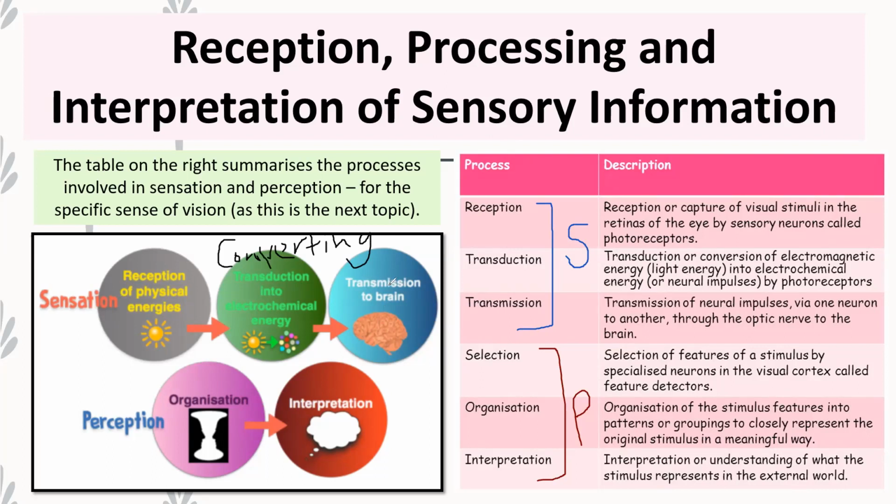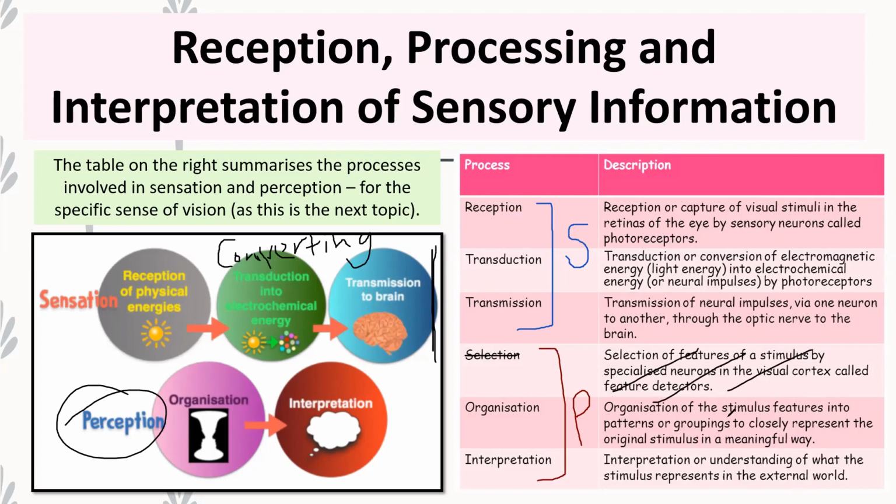Transmission is when that electrochemical energy, those neural impulses relating to what you saw, heard, or tasted, eventually reach the brain. At this point, sensation stops. When it's in the brain, perception begins. Perception is made up of two main processes. In your table, you've got three, but you don't really need to know selection, so maybe we'll cross that out. It's mainly important that you know organization and interpretation.